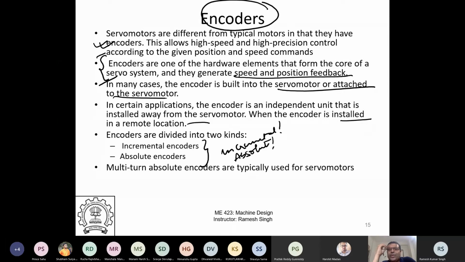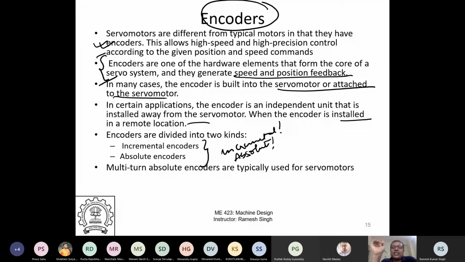The incremental may not give you the exact position. That's what the absolute does, because absolute gives you exact position. The amount of angle which the motor has rotated is given by incremental also. There is a reference point in incremental, and it will count the pulses. I'll talk in detail about it. It will count how many pulses it has seen, so it will know the total angle it has moved. Incremental will also give you how much angle it has moved. The problem is it doesn't know exactly what the position is.